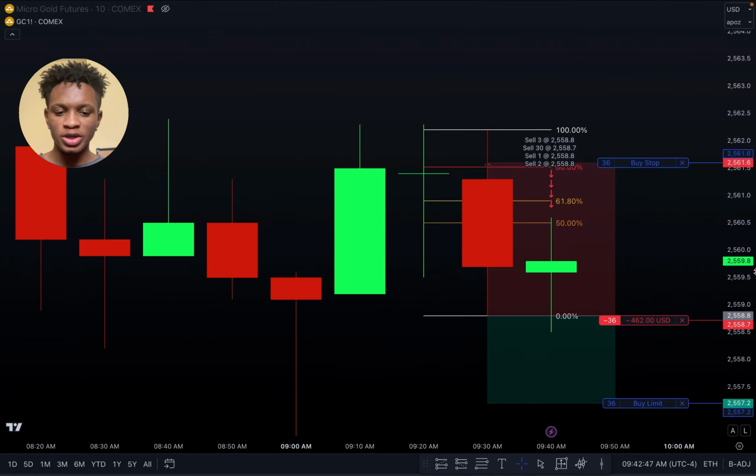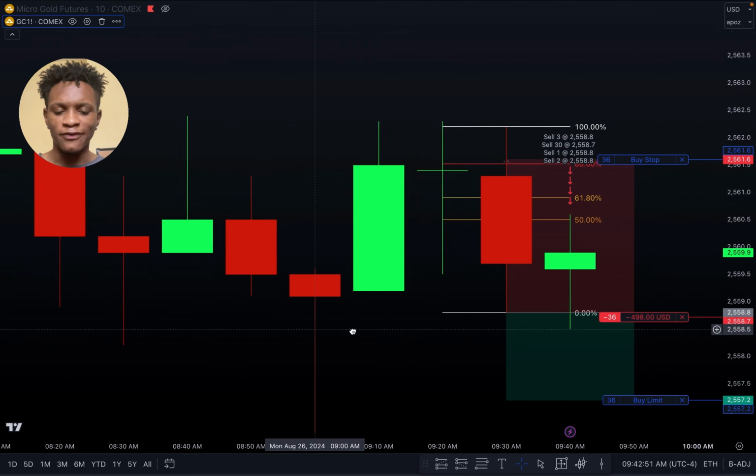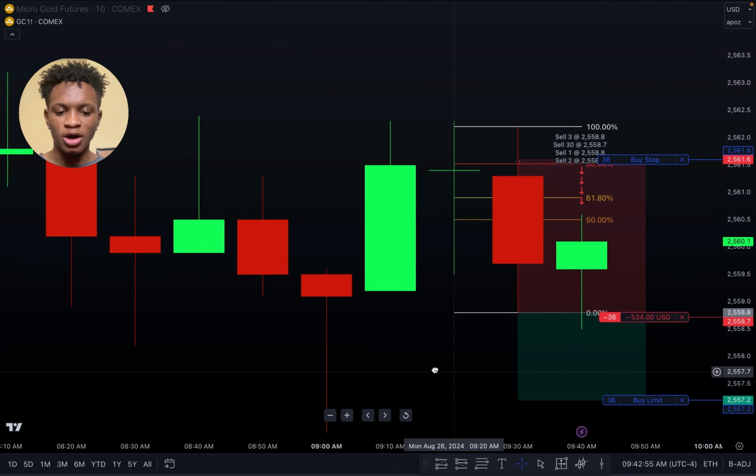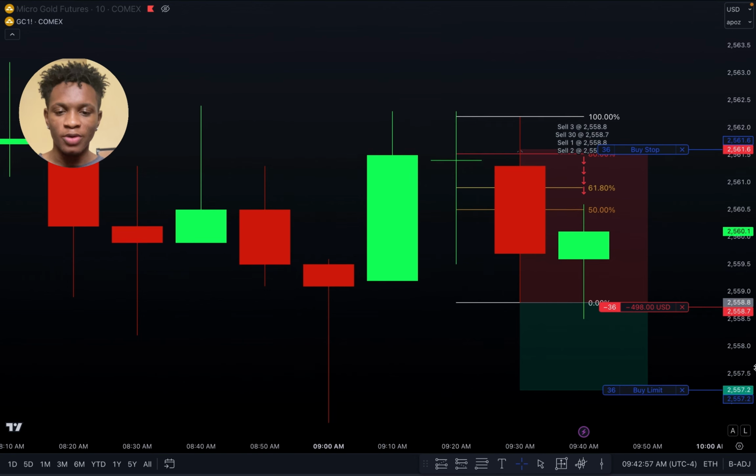What I want to talk about is that over the weekend, I discovered another risk management plan that I feel will fit better with this system. It brings me more consistency. It brought me more profitability when I compared it to the normal way I use my risk management system originally.